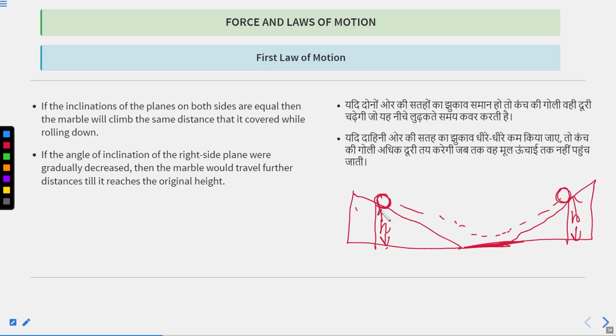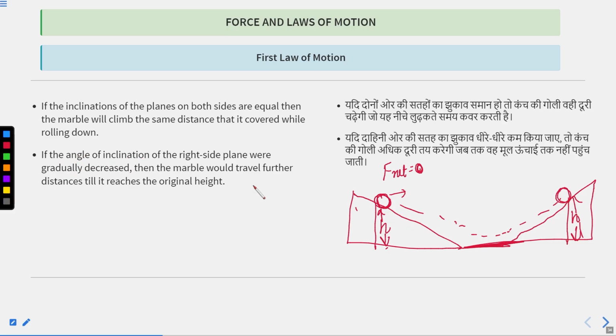It means that the marble is exerting no net force. F net is zero, and it has attained uniform speed, so it keeps rolling. And if you attach an inclined plane here, this marble will reach the same height from where it begins.